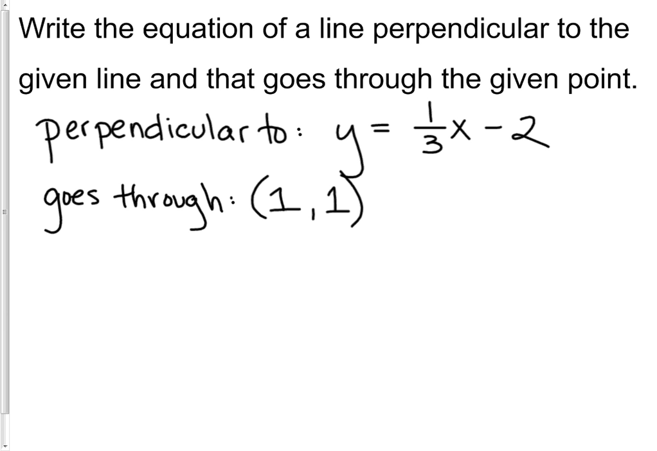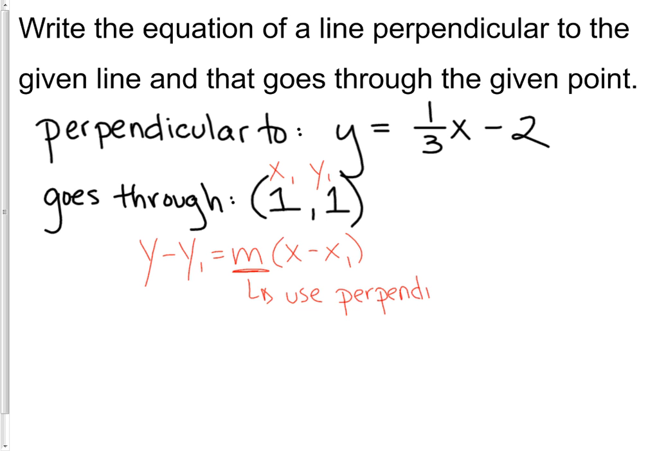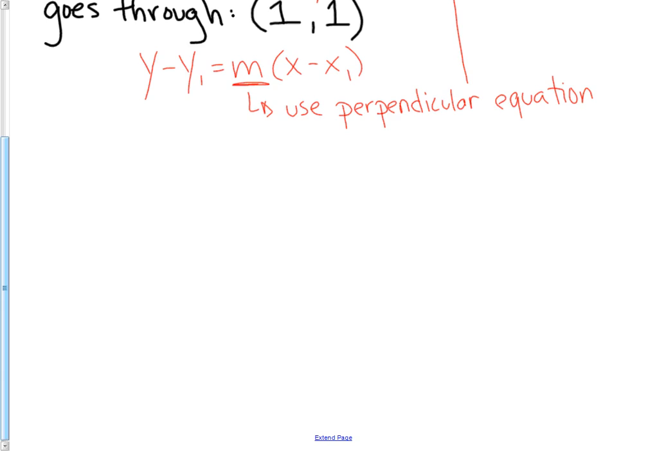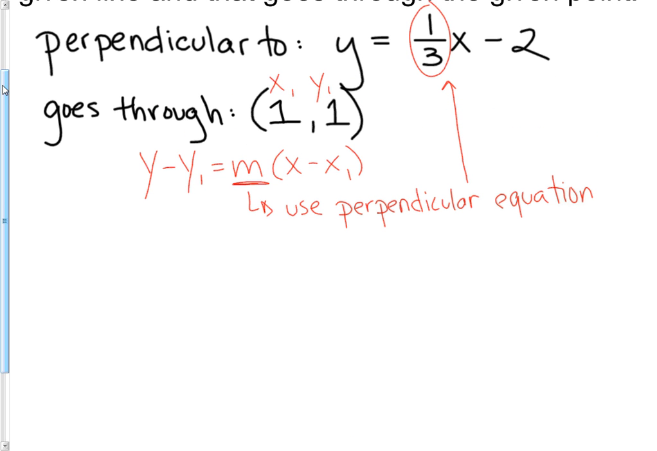So same idea, we have a point, we have 1, 1, so that's x1, y1. We want to put it in the form y minus y1 equals m times x minus x1. So once again, for the slope, we're going to use the perpendicular equation this time. So going to our equation, we see that our perpendicular line has a slope of 1/3. So our slope that we use for our line needs to be the complete opposite.